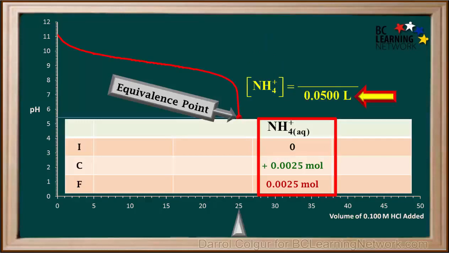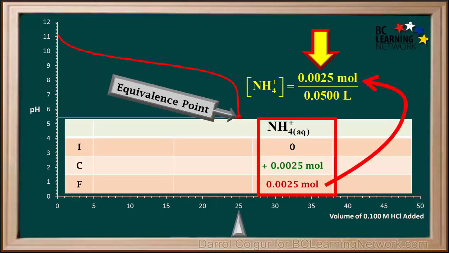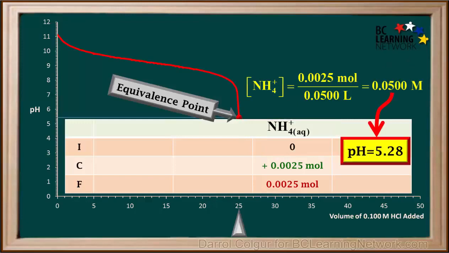Remember, we have 25 milliliters of NH3 and 25 milliliters of HCl, which is a total of 50 milliliters or 0.0500 liters at this point. The concentration of NH4+ is 0.0025 moles divided by 0.0500 liters, which comes out to 0.0500 molar. Ice table calculations using the Ka of NH4+ and its concentration of 0.0500 molar reveal that the pH at the equivalence point is equal to 5.28.